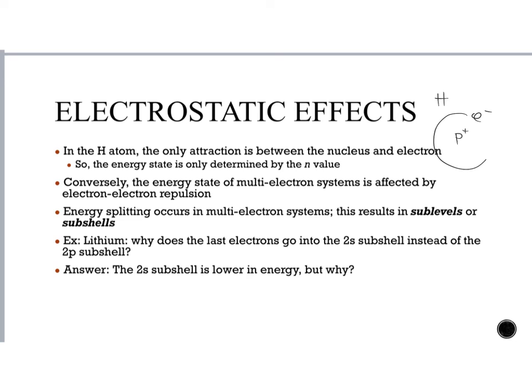Conversely, the energy state of multi-electron systems, so if you have more than one electron, is affected by electron-electron repulsion, because electrons are all negatively charged, and if they are repelling each other, then the energy changes. So what happens is energy splitting occurs in multi-electron systems. This results in sublevels or subshells, also known as your S, your P, your D, your F. Those are different sublevels or subshells.